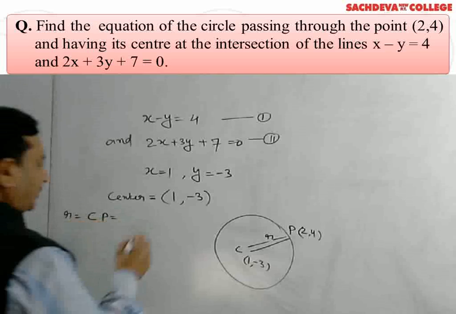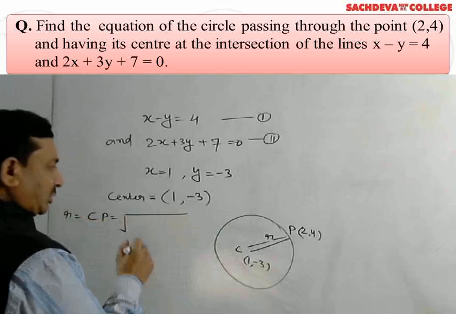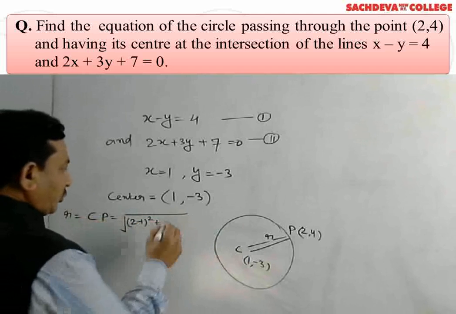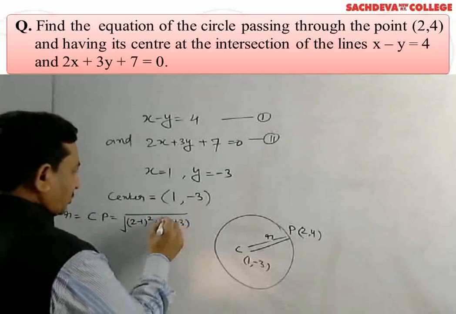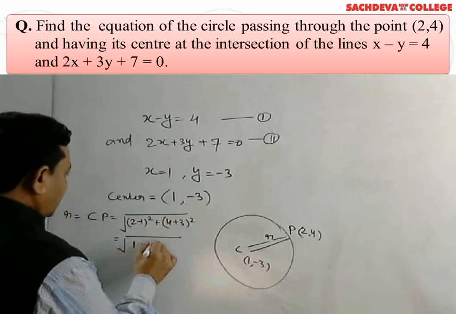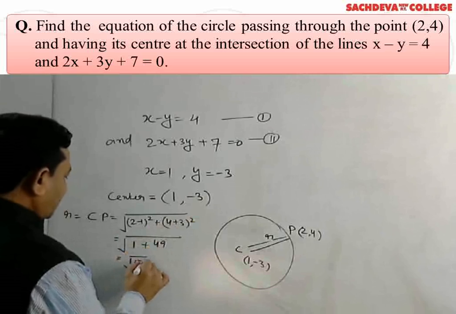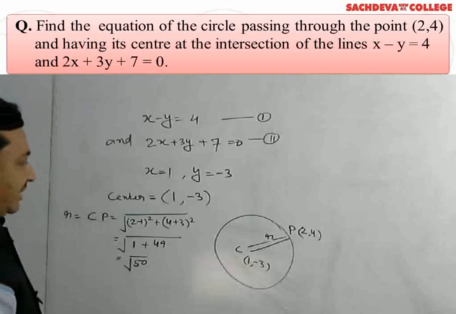Using the distance formula, we find CP is equal to under root (x1 minus x2) whole square, it means (2 minus 1) whole square plus (4 minus minus 3), it means (4 plus 3) whole square, is equal to under root 1 plus 49, or equal to under root 50. So under root 50 is the radius of the circle and the center is given here as (1, -3).